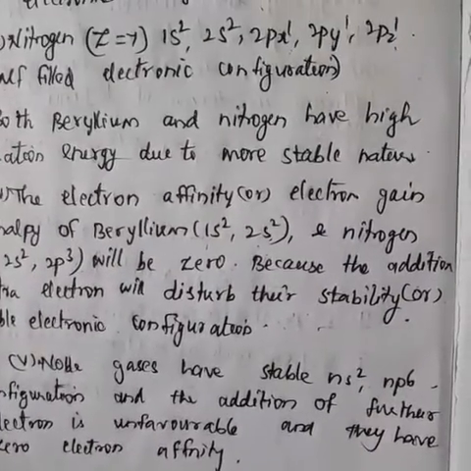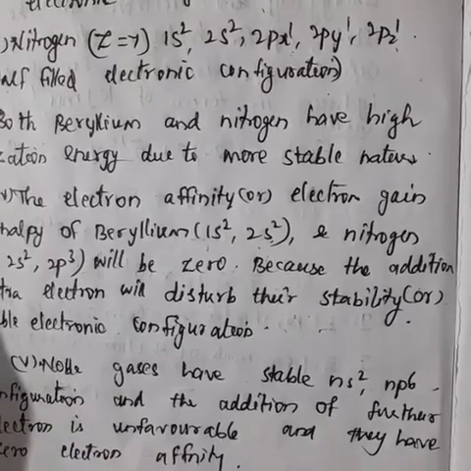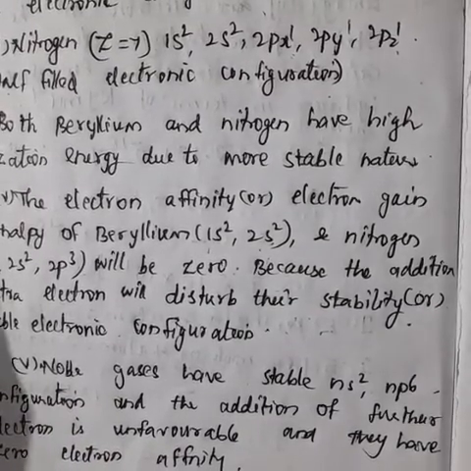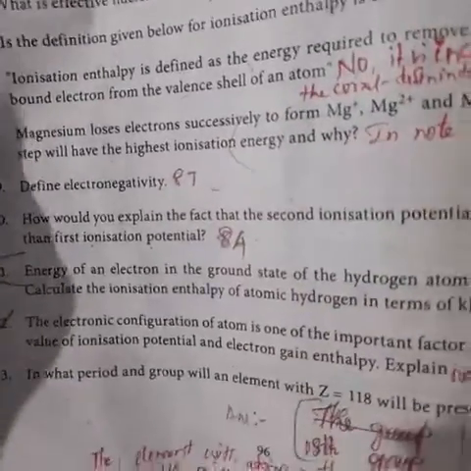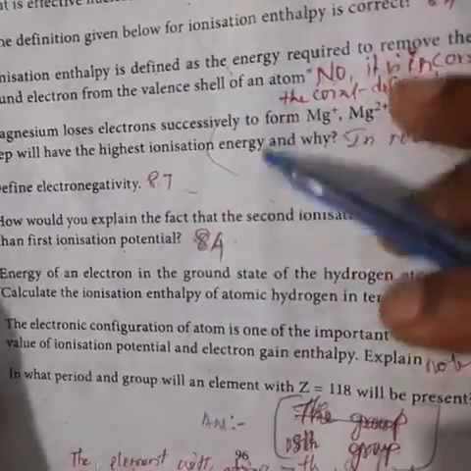Next, these are about the 32nd question, the electronic configuration. So now the 33rd question.